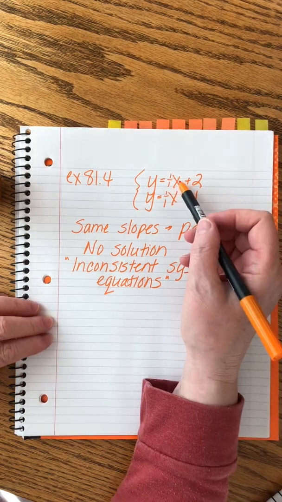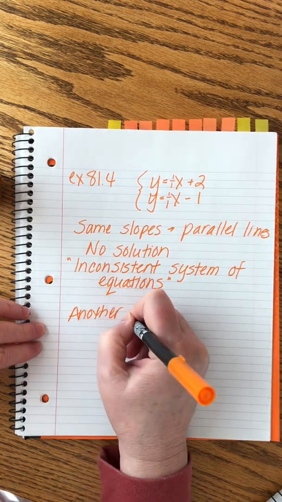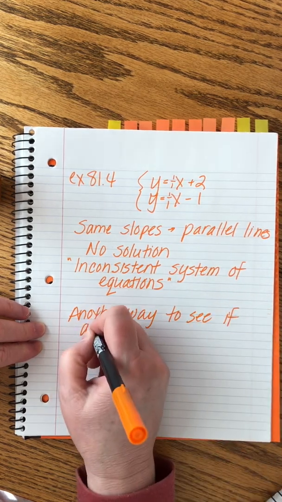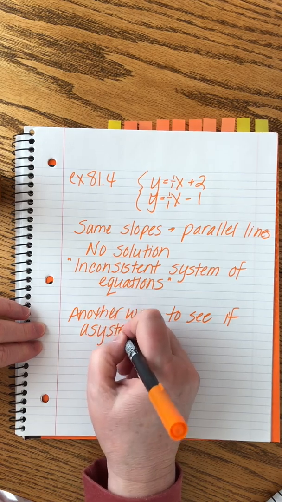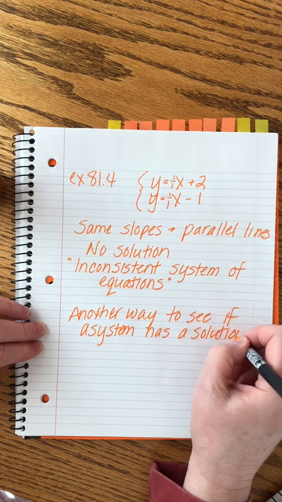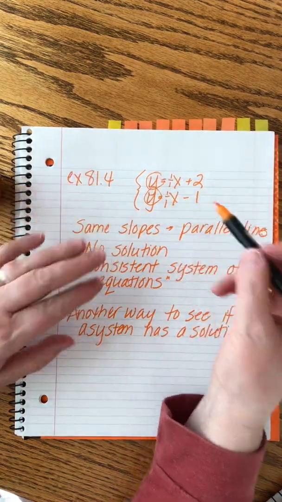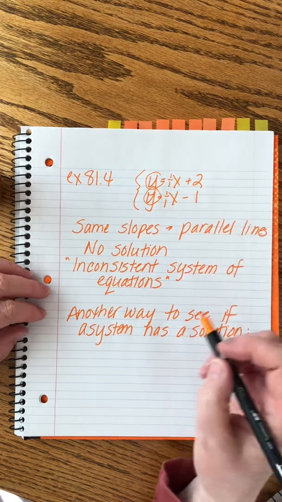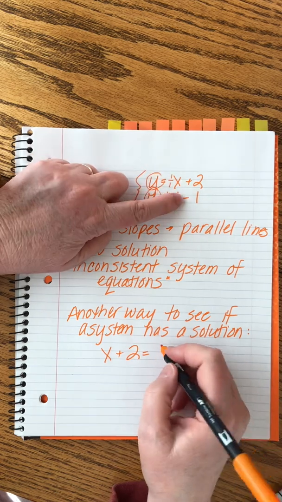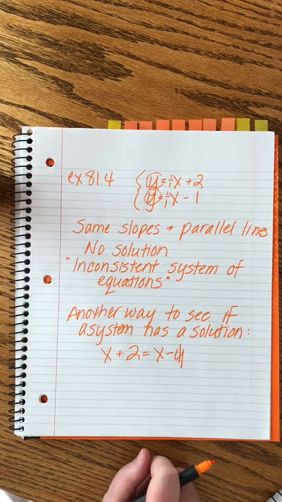So, we noticed it just by looking, but here's another way to see if a system has a solution. And this is pure algebra. Do you notice how both of these are equal to y? We can use substitution to say that they're equal to each other. I'm going to ignore these little slopes, and I'm going to say, well, if y equals x plus 2, and y equals x minus 1, then x plus 2 should be equal to x minus 1.